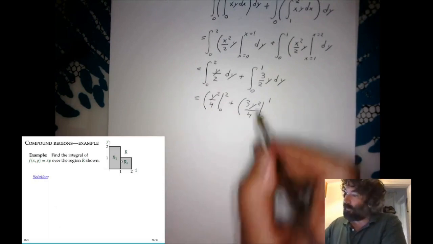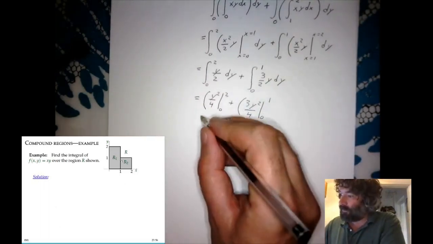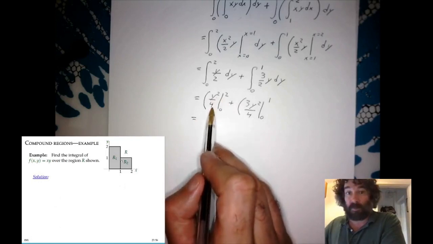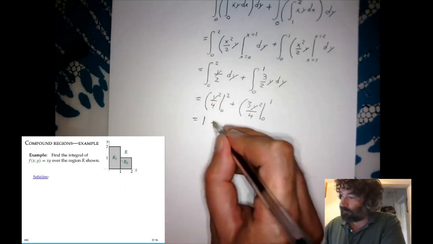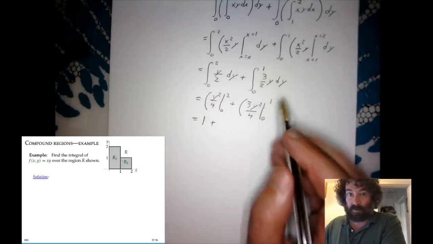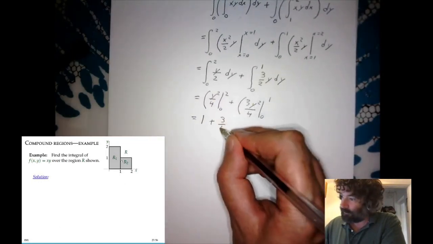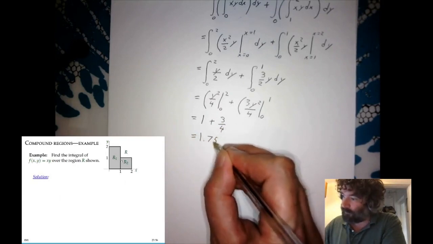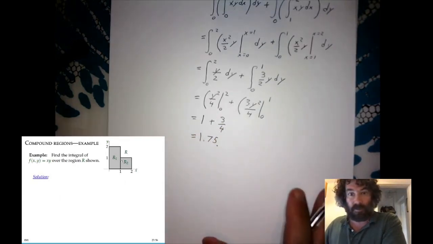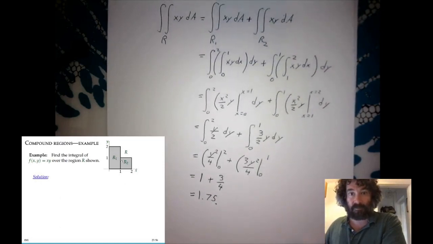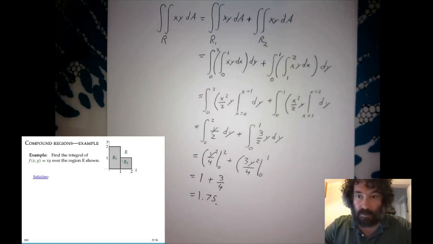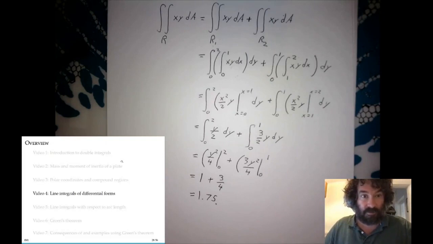All right, and finally, we just plug in the 2 and the 1. And so when we plug in 2 here, we get 4 divided by 4, so 1. When we plug in 1 here, we get 3/4. And 1 plus 3/4, that would be 1.75. So this double integral is 1.75. Okay, so that's the example using compound regions. And this is the end of this video.